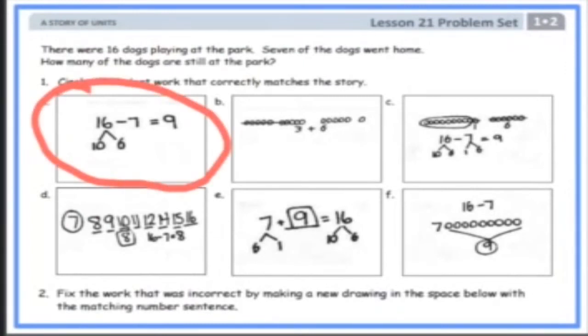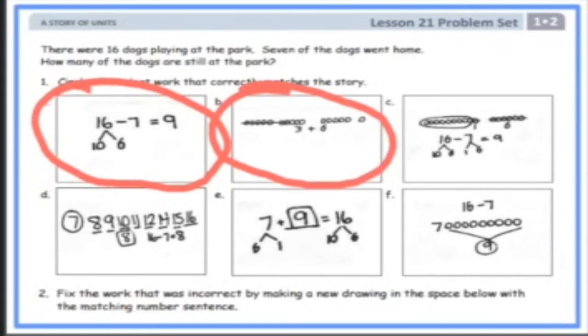What about student B? He counted 16 and crossed out 7. And he had 3 from the 10 plus 6 outside. When you add 3 plus 6, what will you get? That will still be 9. So student B's work is also correct.